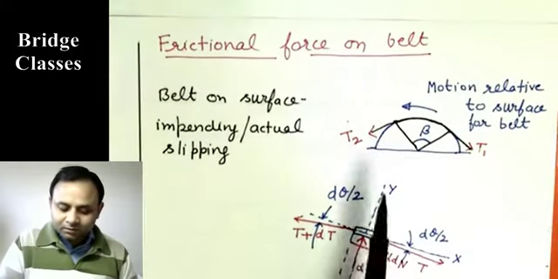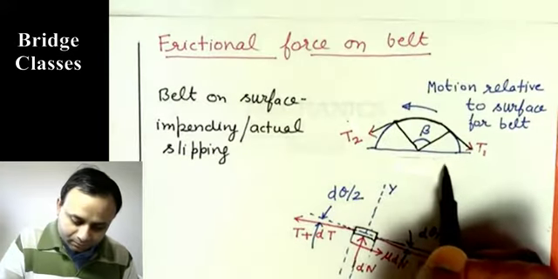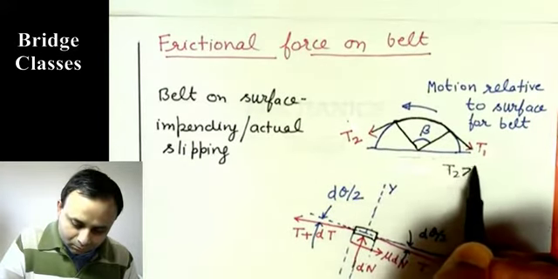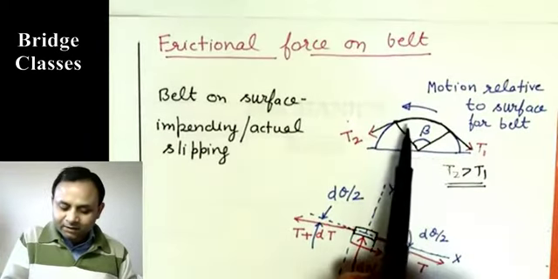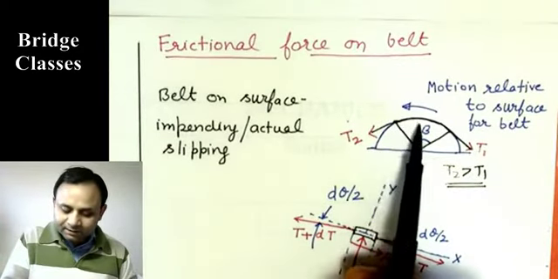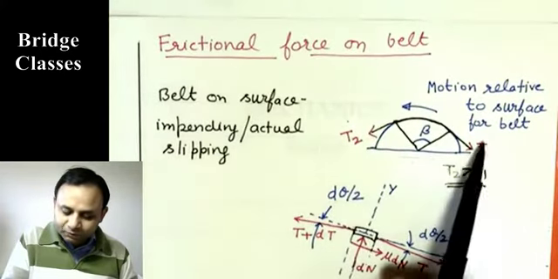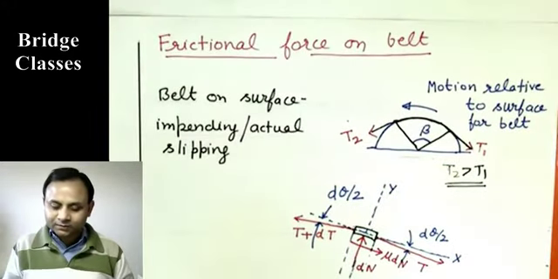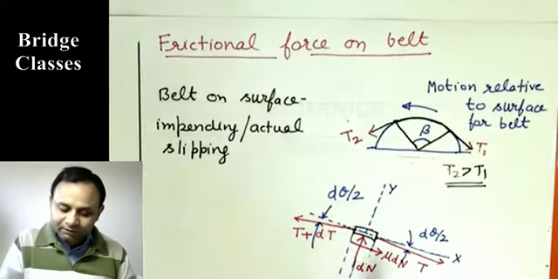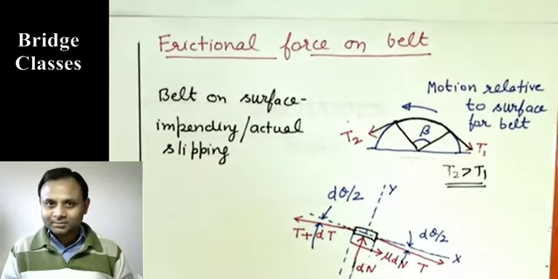So we will get T2 has to be greater than T1, because T1 is the tension here and friction on the belt is acting in this direction. So the tension here will have to compensate for T1 and also for friction. So T2 has to be greater than T1. And we want to get a formula that will give us a relation between T1 and T2. So that is the idea.